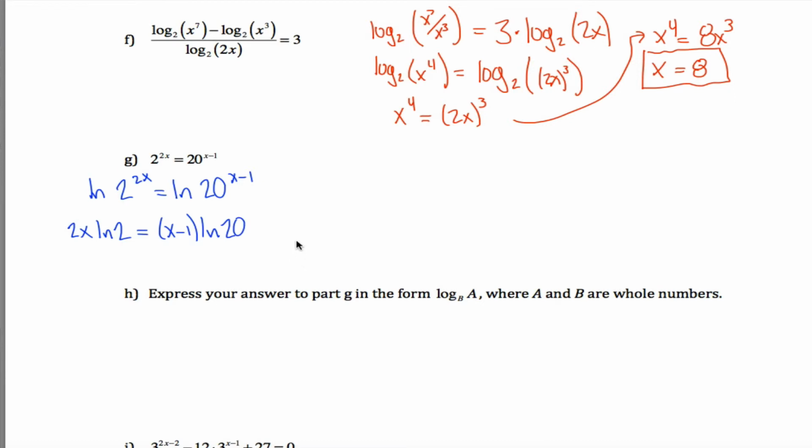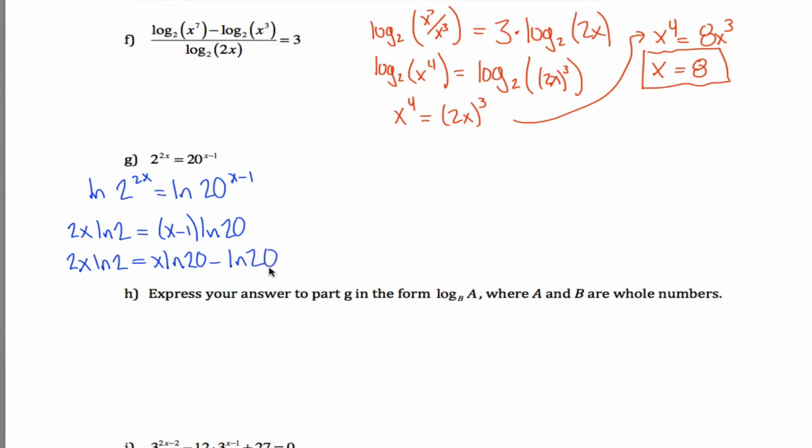I got all my x's out of the exponents. That's good. I have 2 x's floating around. That's bad. What I'll want to do eventually is factor to get a single x, but it's hard to do with these parentheses here. So I'm going to get rid of these parentheses by distributing that natural log of 20. 2x natural log of 2 is equal to x natural log of 20 minus the natural log of 20.